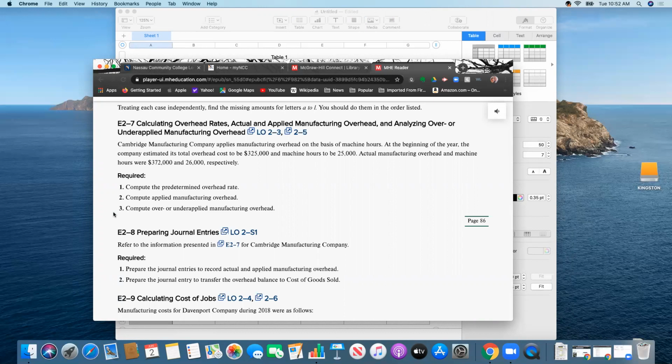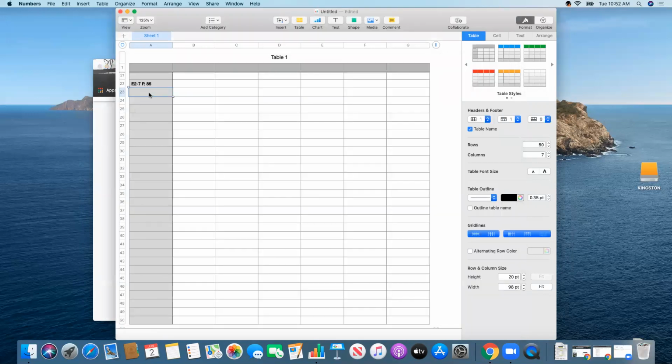So Cambridge Manufacturing applies manufacturing overhead on the basis of machine hours this time, not direct labor hours, but machine hours. At the beginning of the year, the company estimates total overhead to be $325 and machine hours to be 25,000. Actual overhead and machine hours were $372 and 26,000 respectively. So the first thing we want to do is to calculate the rate.